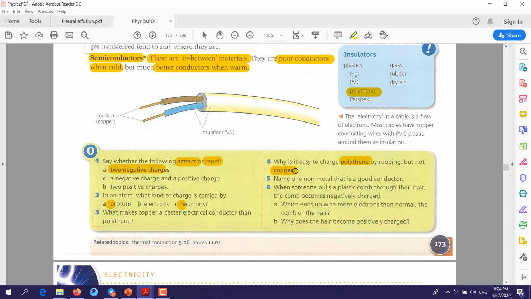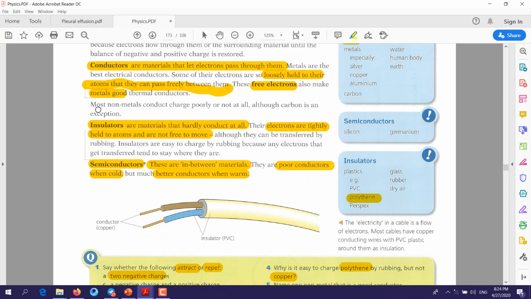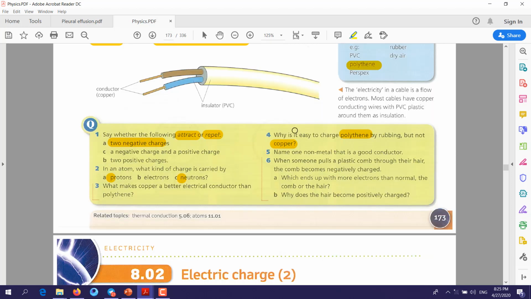Question number 5. Name one non-metal that is a good conductor? The answer: most non-metals conduct charge poorly or not at all, although carbon is an exception. So the only exception among non-metals is carbon. Question number 6. It will be your task.